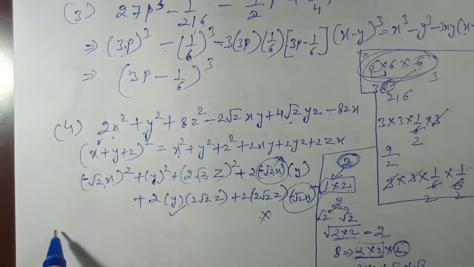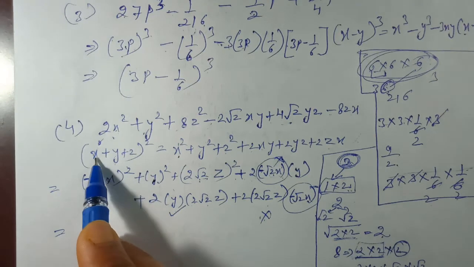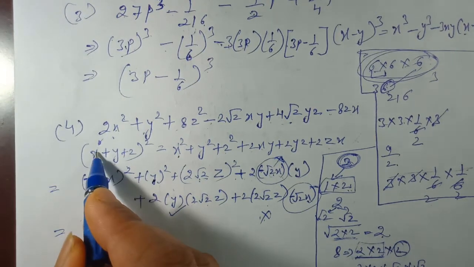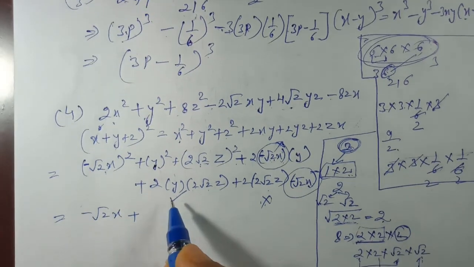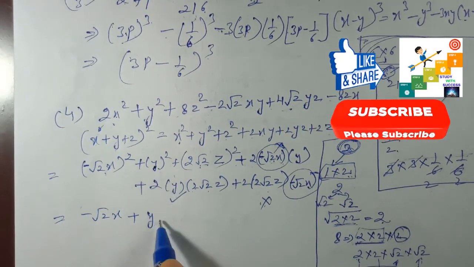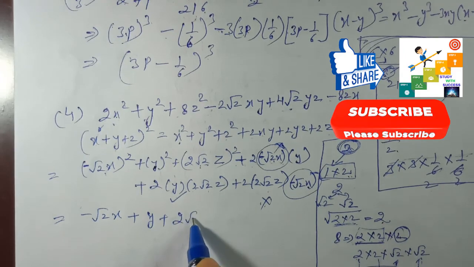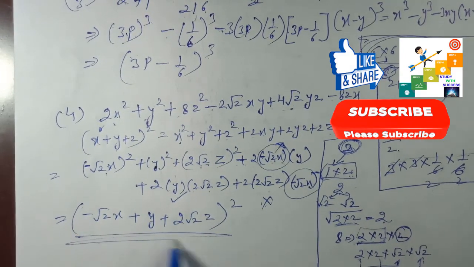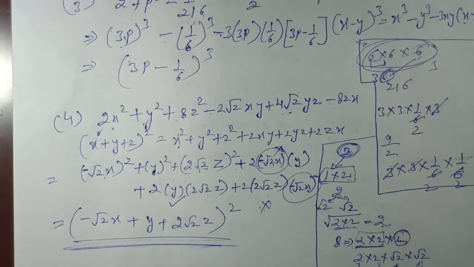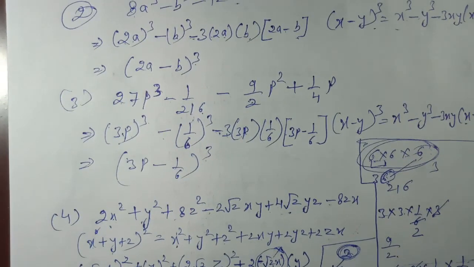So our answer will be the left hand side portion. What will be the left hand side portion? In place of x we have to write minus root 2x. In place of y we have y, and in place of z we have 2 root 2z, whole square. So these are the factors. Factorize means we have to find the factors. Thank you.